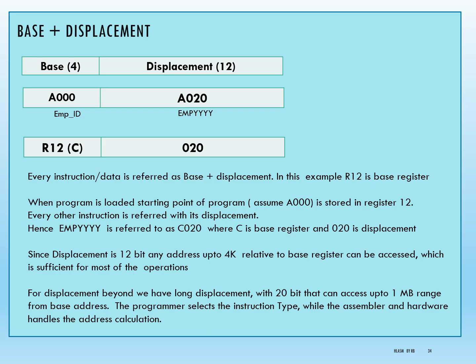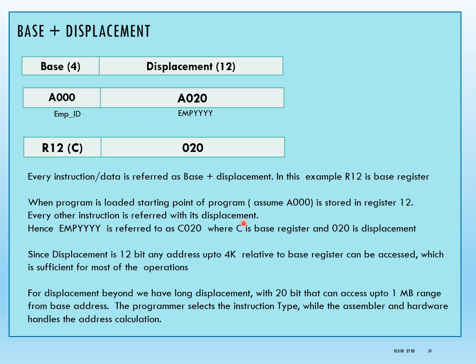So when you take this whole record and load it into a register, say my address by the way is C by R12. I'm putting it in register 12. What is the number 12 in hexadecimal? It is C. From C, something is at a distance of 0 to 0. So every instruction's data is referred to as a base, that is which register you are in, plus displacement. In this example, R12 is the base register. When the program is loaded, the starting point of the program is stored in register 12.